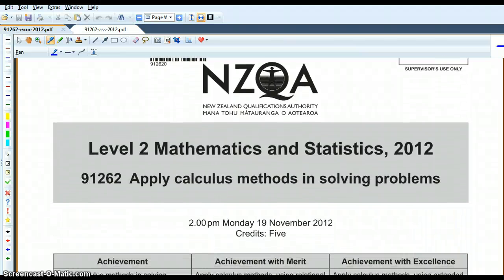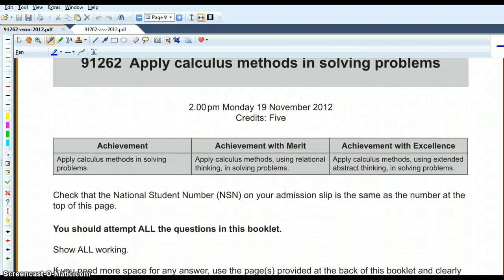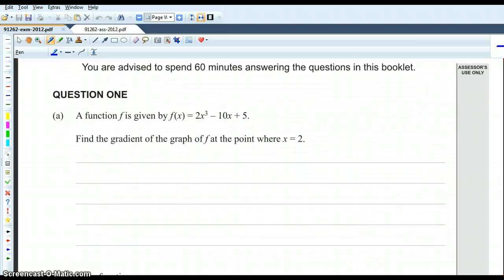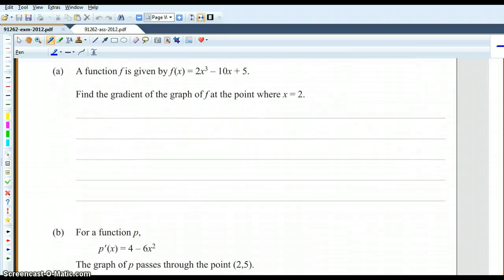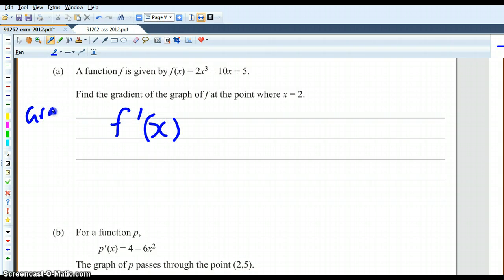Okay, we have the Level 2 Calculus 2012 exam. Question 1. A function f is given by this. Find the gradient of the graph of f at the point x is 2. So the gradient function is f dash of x. So that's our gradient function.